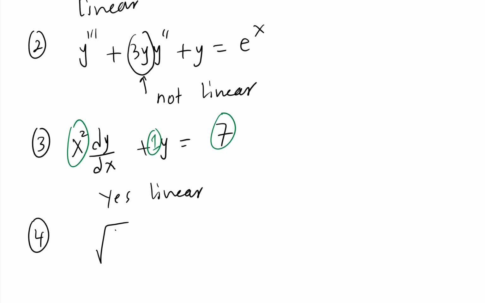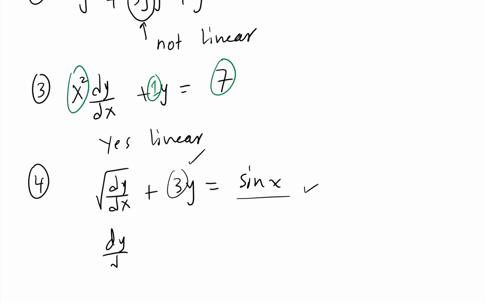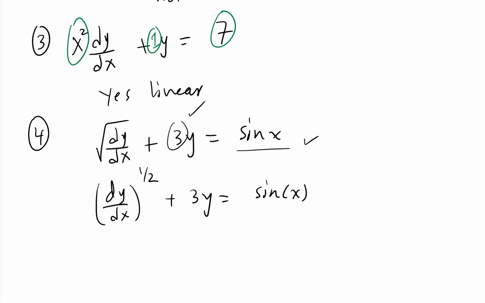How about something like this? The square root of dy/dx plus 3y equals sine x. Notice sine x is okay, the 3 is okay. But what happens here? You can rewrite the square root of dy/dx as dy/dx to the power of 1/2, keeping everything else the same. So the power is not the first power, so it's not linear.